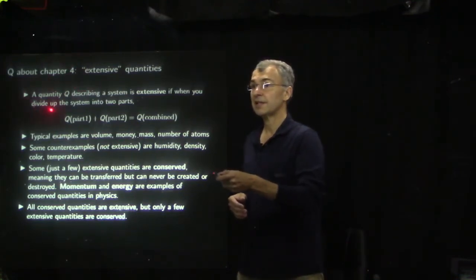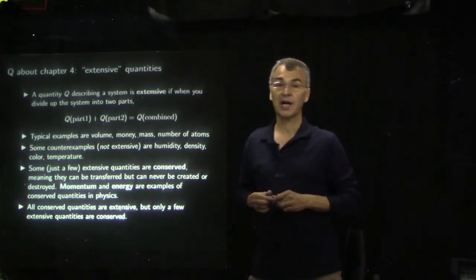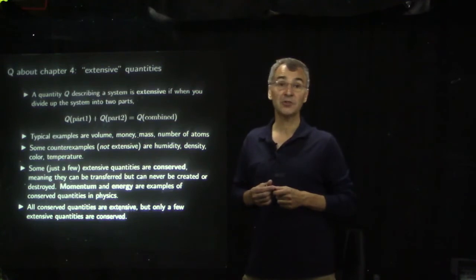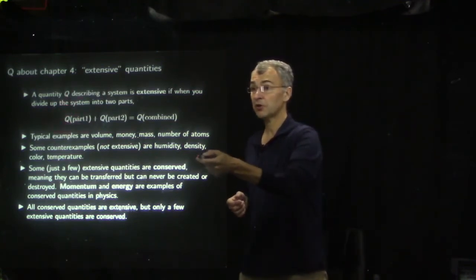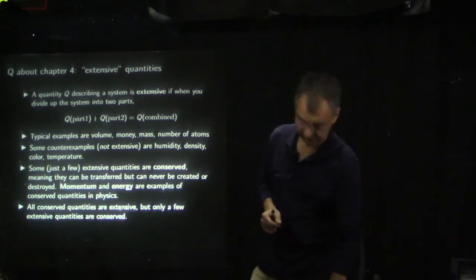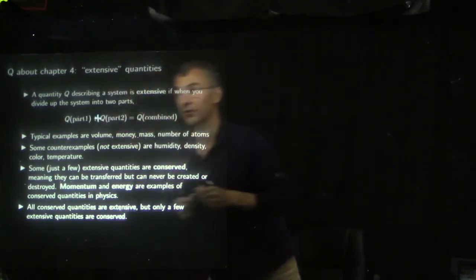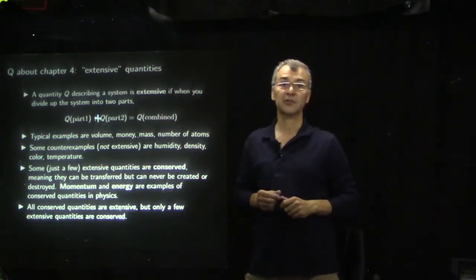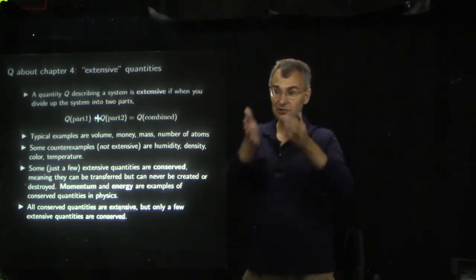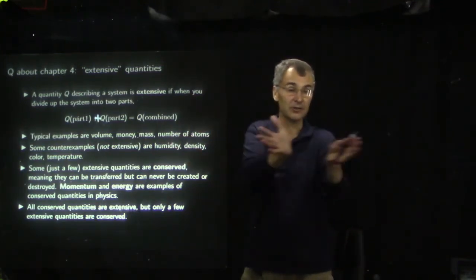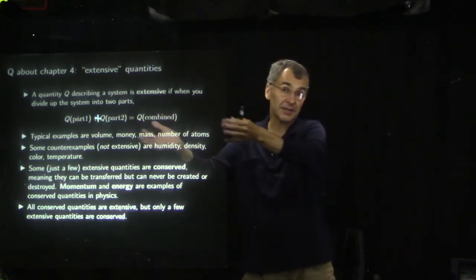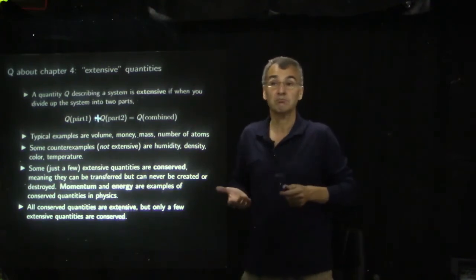A quantity Q describing a system is extensive if, when you divide up the system into 2 parts, Q of part 1 plus Q of part 2 equals Q combined. So you could say money in the bank has this property. If you divide up your pile of cash into two parts, and one part goes into your checking account, one part goes into your savings account, what's my combined amount of money? It's the money in account 1 plus the money in account 2.